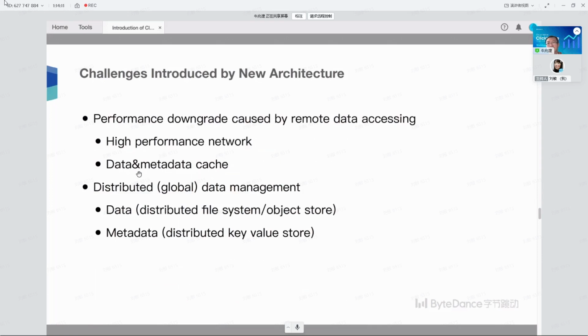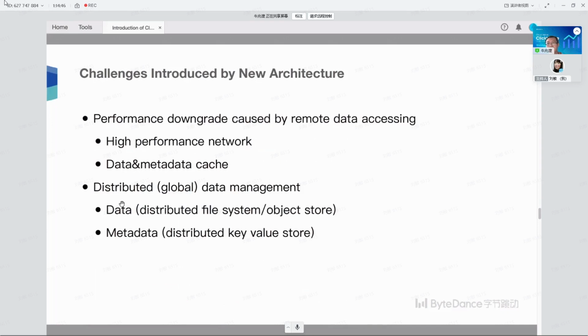Then from the software, from our system perspective, we utilize the cache to further improve the performance for the hot data. Like we have the metadata cache as well as the data cache in different components. We have the metadata cache on the server side, and we have the data cache on the worker side. I will introduce more later.